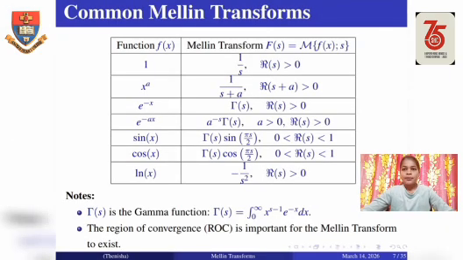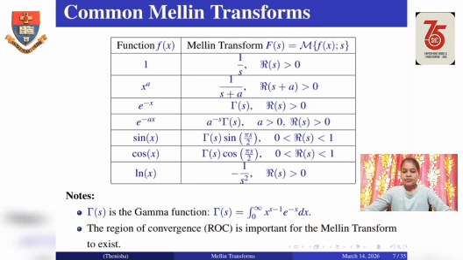Now let's see the common Mellin transform table. If the function f of x equal to 1, then the Mellin transform F of s equal to 1 by s for real part of s greater than 0. If the function f of x equal to x power a, then the Mellin transform F of s equal to 1 by s plus a for real part of s plus a greater than 0. If the function f of x equal to e power minus x, then the Mellin transform F of s equal to gamma of s for real part of s greater than 0.